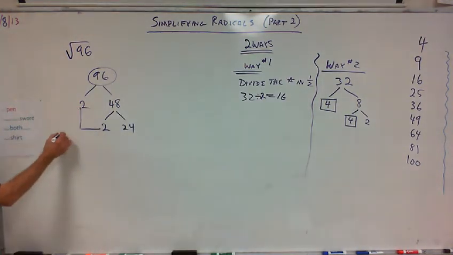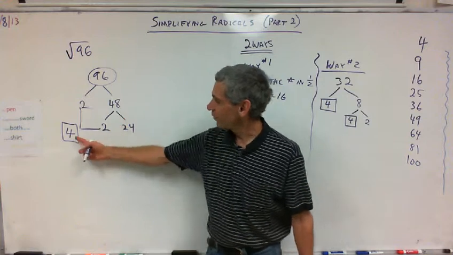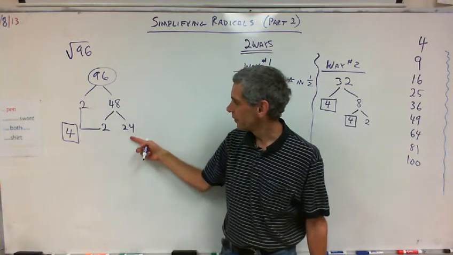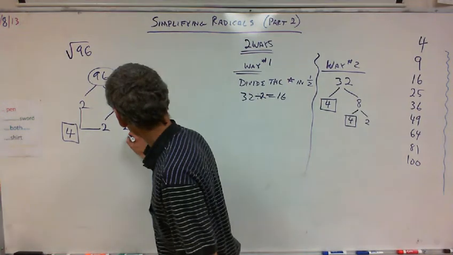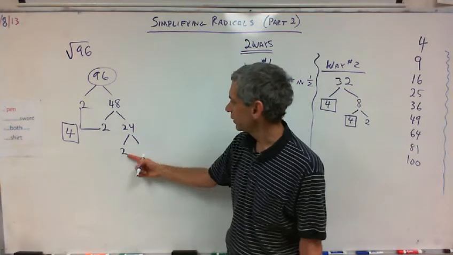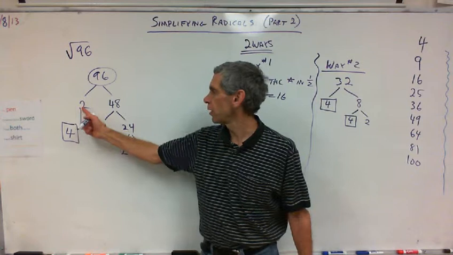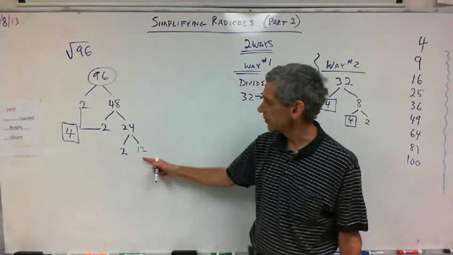I'm going to put those together and it's going to become a 4, and I'm going to put a big box around it. Isn't that cool? So suddenly, all I have is 4 and then this stuff. 24, I think 2 times 12. Oh wait, no, that one's part of this one. So that's not going to help me.